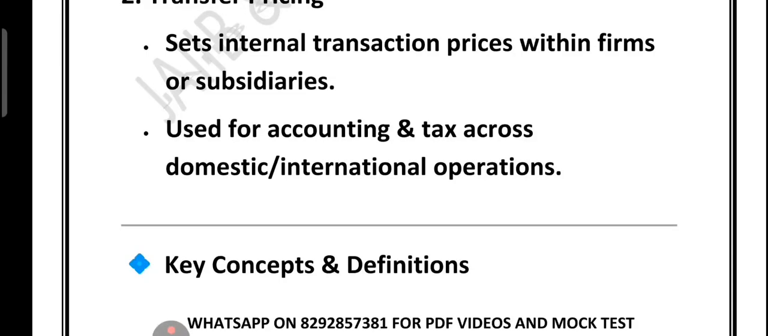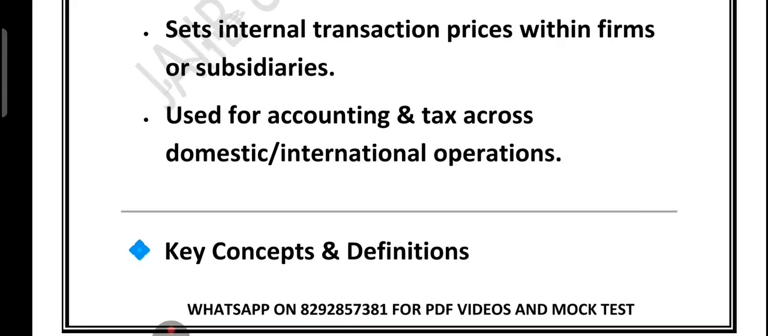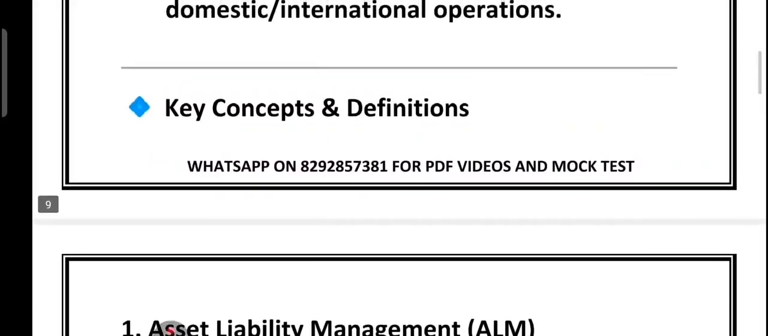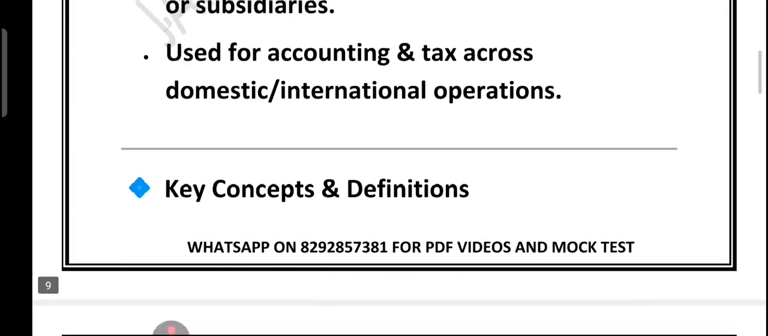It is used for accounting and taxation purposes, both in domestic and international operations. In the treasury context, transfer pricing helps banks allocate liquidity cost fairly between the departments. Yes, that is how it is used. It helps in allocating the liquidity cost fairly between the departments, ensuring better performance measurement.